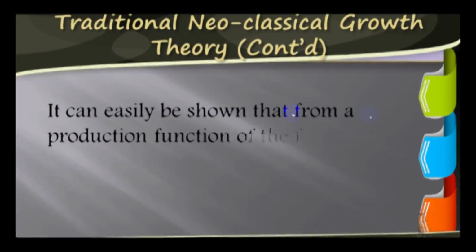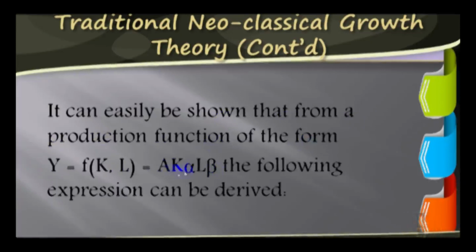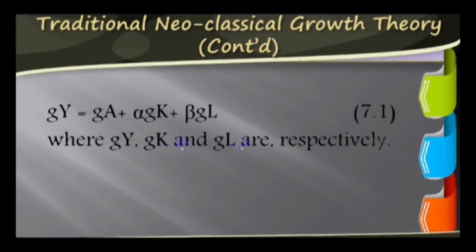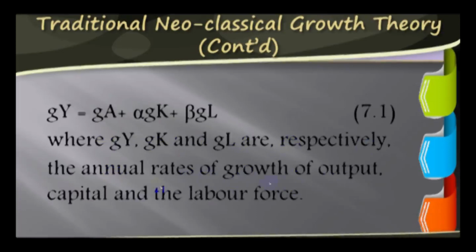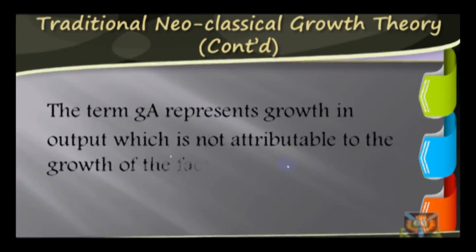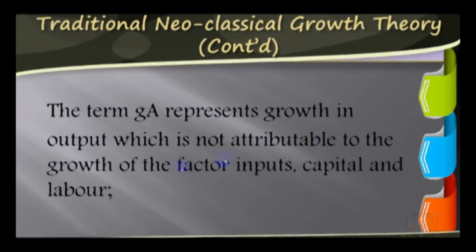It can easily be shown that from a production function of the form Y equals F(K, L), which equals A K^alpha L^beta, the following expression can be derived: GY equals GA plus alpha GK plus beta GL, where GY, GK, and GL are respectively the annual rates of growth of output, capital, and the labor force. This type of expression for the rate of growth in continuous time involves taking logarithms of the variables in the production function and differentiating with respect to time.